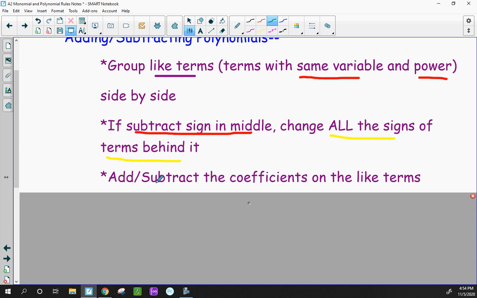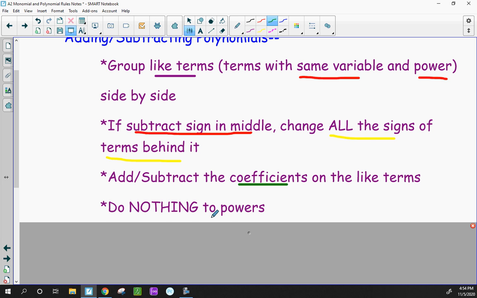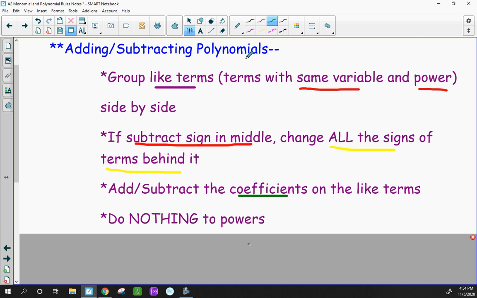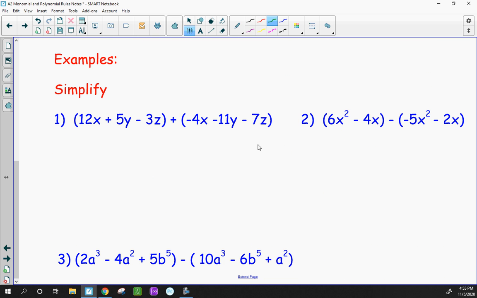Next, you're going to add or subtract, depending on the sign, the coefficients on like terms. And then last, do nothing to powers. Like we've learned all kinds of different rules for monomials. Some rules we had to add powers, some we multiplied, sometimes we subtracted powers. But if we are just adding and subtracting polynomials and grouping like terms, your powers are not going to change. You're just going to drop those down on each term. Okay, so let's take those steps and let's apply them.